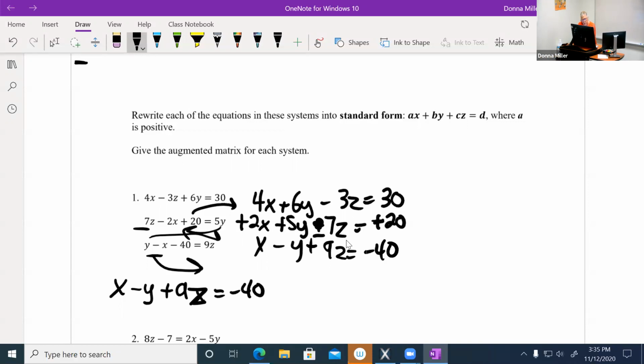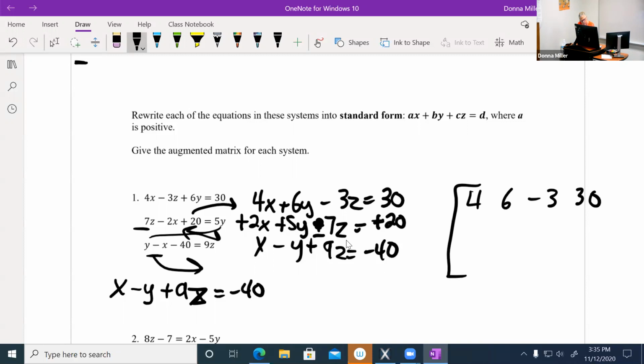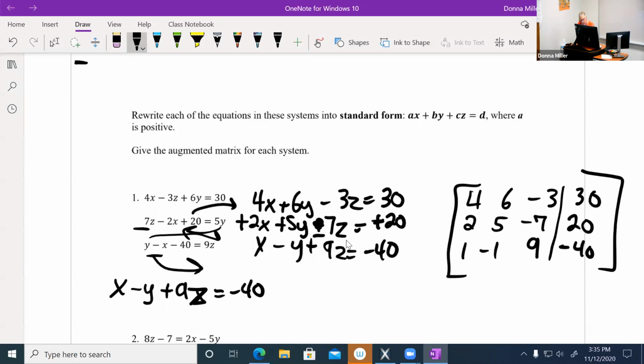Now, once you have them lined up like this, x, y, z on one side and the numbers on the other, it's super easy to write the matrix. You're just making a matrix out of all the coefficients. So I just write a matrix: 4, 6, negative 3, 30. 2, 5, negative 7, 20. 1, negative 1, what is this, 9? And negative 40. All right, so this would be the augmented matrix. You can put that line there if you'd like, but it's really not necessary.